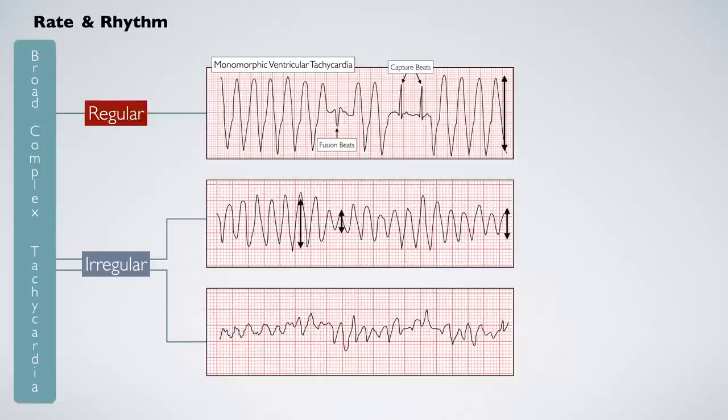If there are 3 or more abnormally shaped complexes that are irregularly spaced with varying height and shape, this is likely polymorphic ventricular tachycardia. Fusion and capture beats may also be present with this rhythm. If there is complete irregularity of the complexes and the rhythm, this is likely ventricular fibrillation.